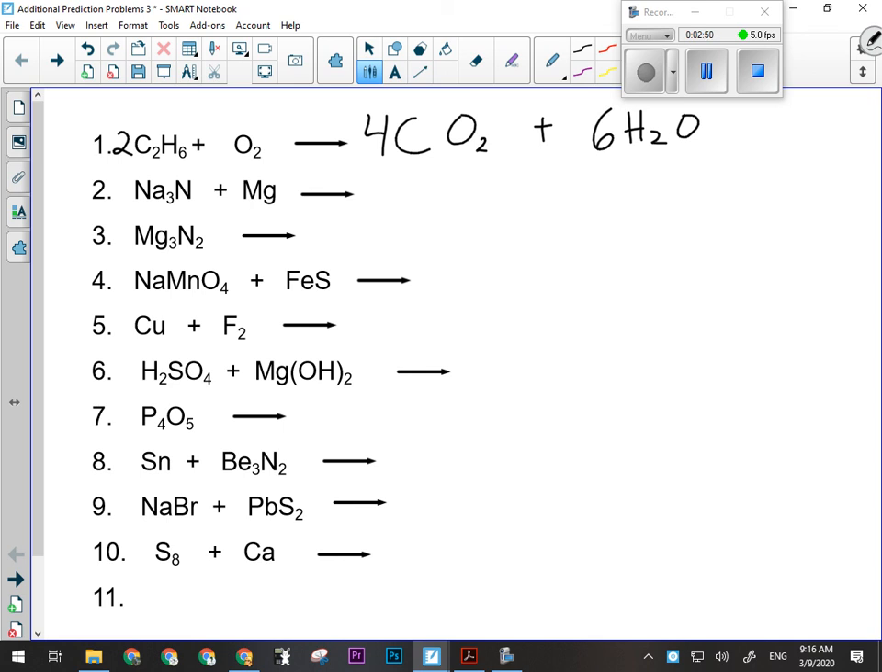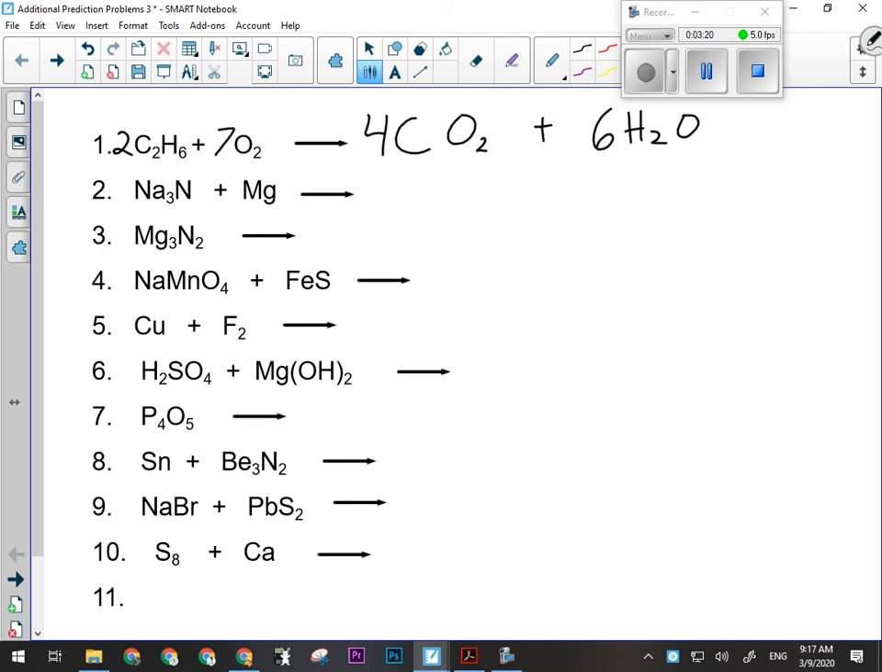Then last in alphabetical order is the oxygen. I have 6 oxygens here in the water, and there are another 4 times 2 is 8 oxygens here in the carbon dioxide for a total of 14 oxygens. So 7 times 2 is 14 oxygens. Questions on number 1? How many people have done number 2? Let's have a look at that one too then.